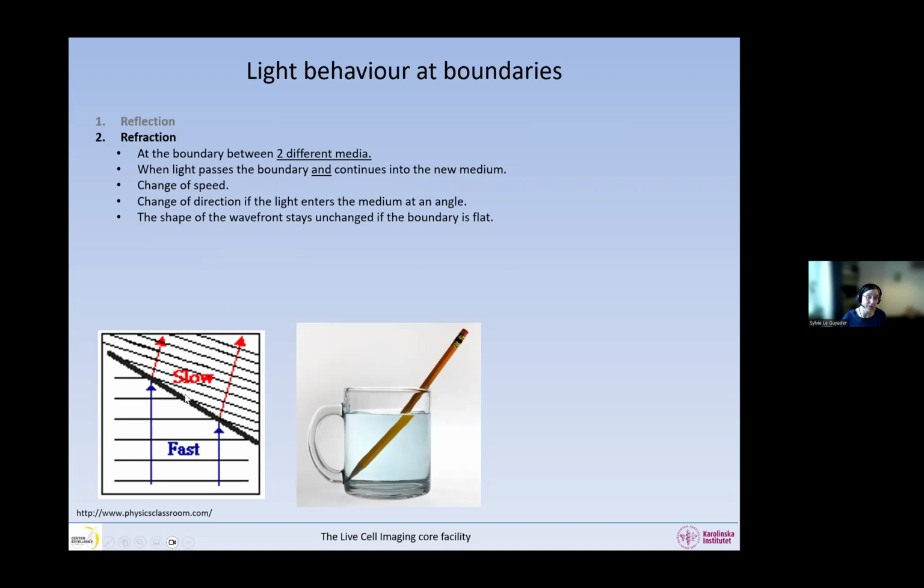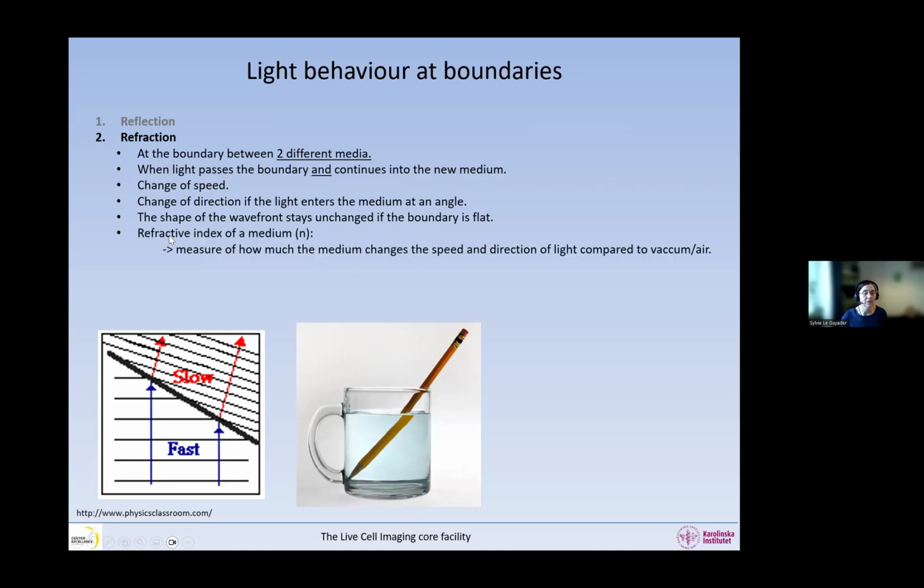So if it's perpendicular to the boundary, it will keep going without changing direction. But if it's at any angle, it will change direction. And this is why this stuff looks broken. It changes direction, but the wavefront of the light is actually not changed if the boundary is flat. Like here you see this is a flat wavefront, and this is also a flat wavefront. So the shape is not changed if the boundary is flat.